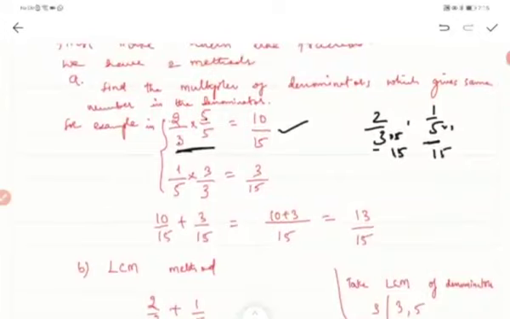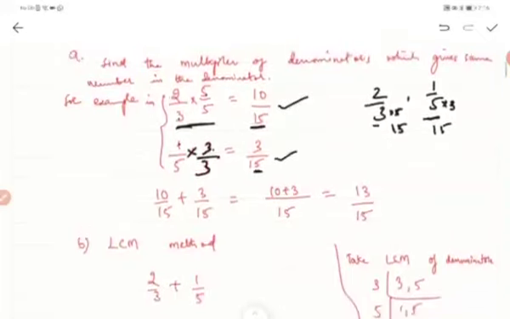Okay, so in this, to make it 15, you need to multiply with 3. So we are multiplying with 3 here, both numerator and denominator. So you'll get 3 by 3 into 1 by 5, 3 5s are 15, isn't it? So you look at this, both the denominators are equal. Okay, now you can easily add these two. So 10 by 15 plus 3 by 15. Okay, so it will be 10 plus 3 by 15, that is nothing but 13 by 15.